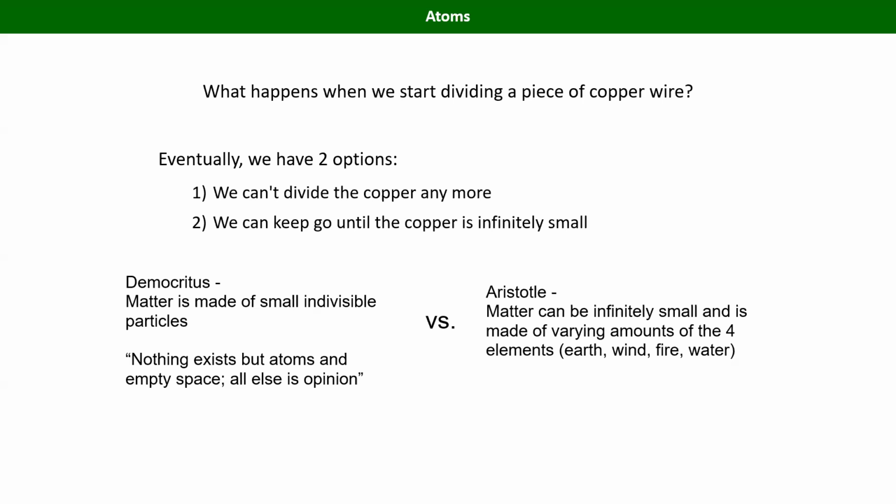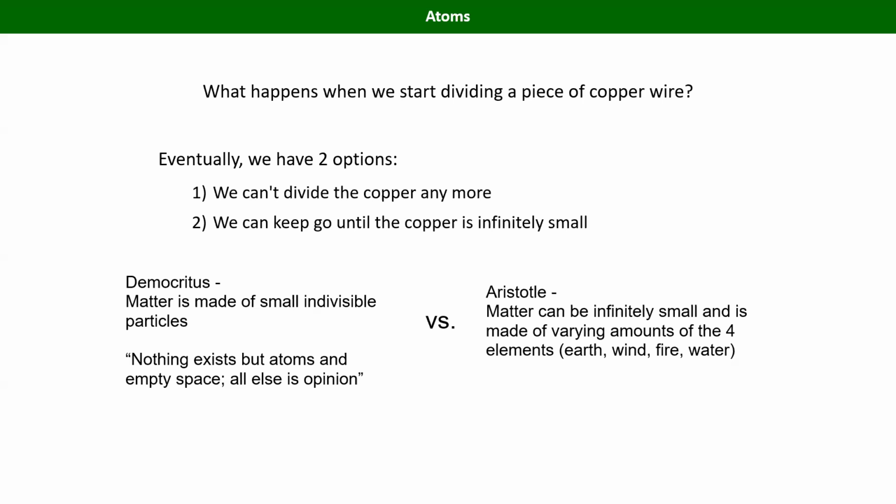What happens when we start dividing a piece of copper wire? So if you start with a piece of copper wire and you cut it in half, then you take one of those halves and you cut that in half. You take one of those halves and you cut that in half. There's basically two options as you continue to do that. Eventually you get to a point where you can't divide the copper anymore, or you could keep going until the copper is infinitely small.